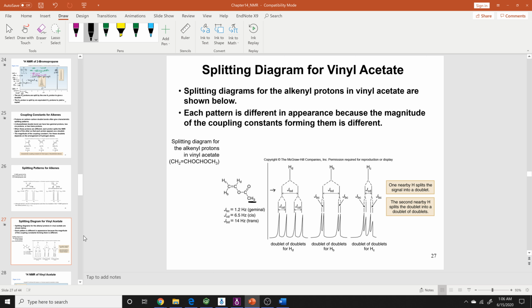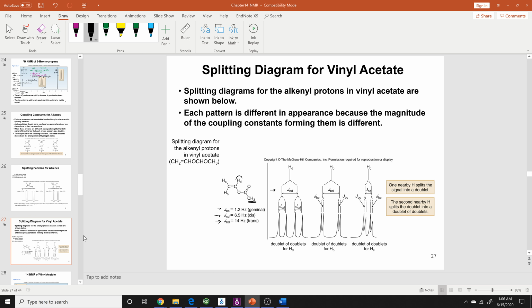Just remember that if the hydrogens are trans to each other, they're going to have the highest coupling constant. And if they are cis to each other, it's going to have the second highest. And if they are geminal to each other, their coupling constant is going to be the smallest.